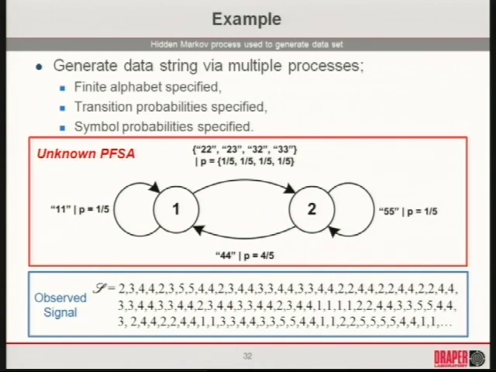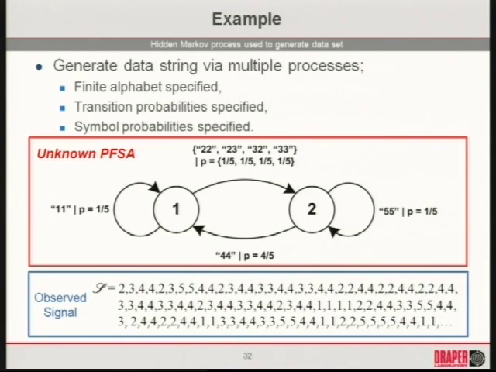I don't know what this thing is a priori. But what I'm going to say is it's got two states. In state one, with probability 1/5, it's going to loop back and emit a 1 and 1. Or with probability 4/5, it's going to transition to state 2. And under that, with equal probability, it can emit a 2-2, a 2-3, a 3-2, or a 3-3.